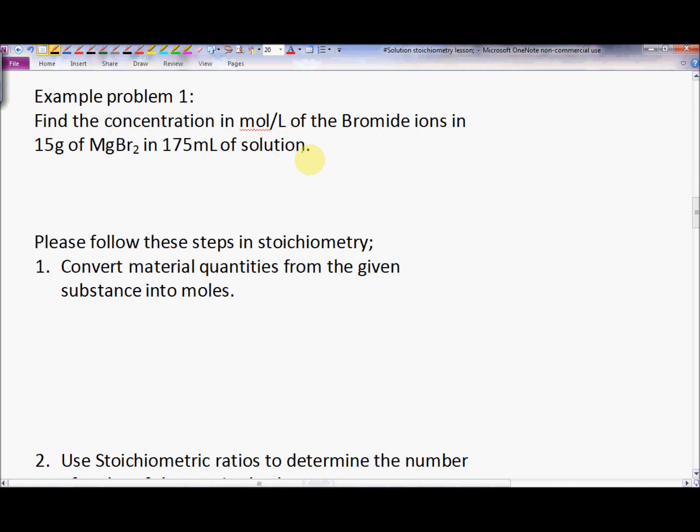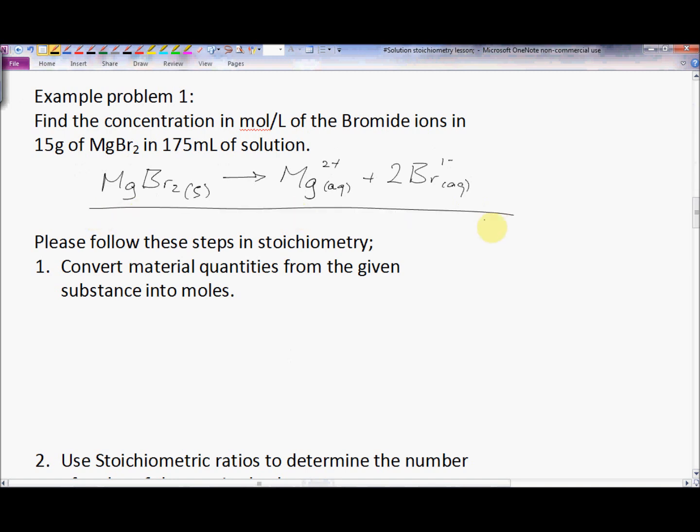Okay, so what happens here is magnesium bromide, MgBr2, which is typically a solid, goes into water, and what happens? It breaks into magnesium ion, which is aqueous, and then it also breaks into 2 bromide ions in aqueous solution. So now that we have a chemical equation, this can basically be thought of as a solutions stoichiometry type of question.